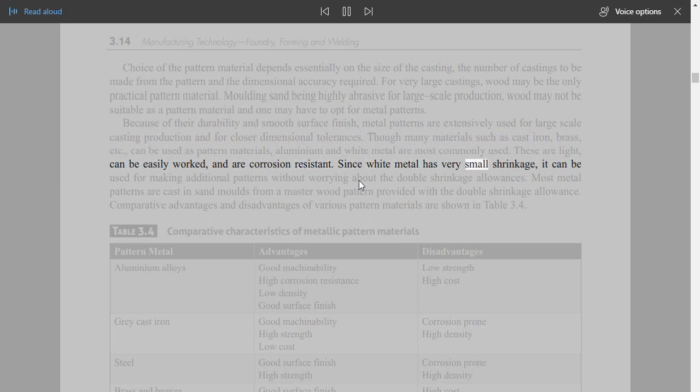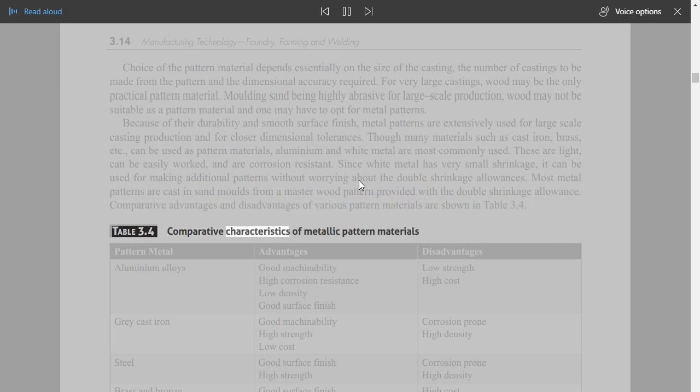Since white metal has very small shrinkage, it can be used for making additional patterns without worrying about the double shrinkage allowances. Most metal patterns are cast in sand molds from a master wood pattern provided with the double shrinkage allowance. Comparative advantages and disadvantages of various pattern materials are shown in Table 3.4.